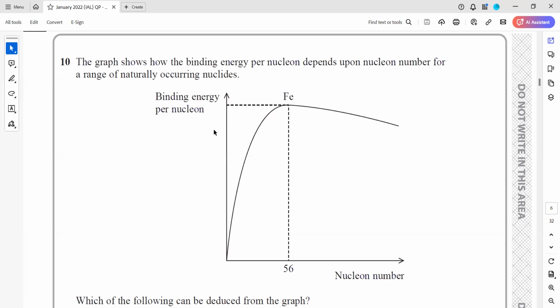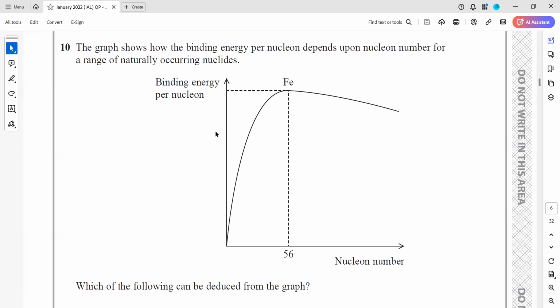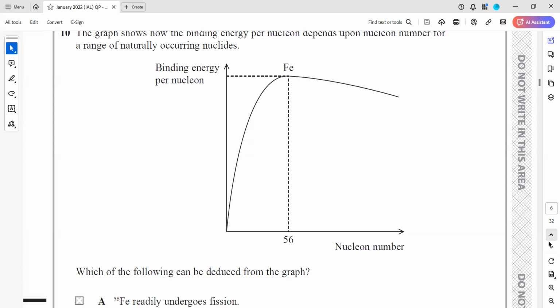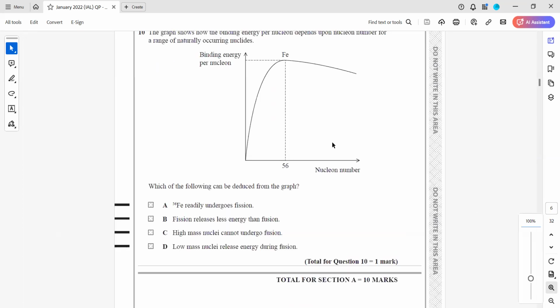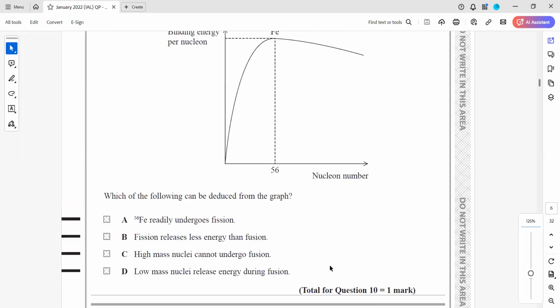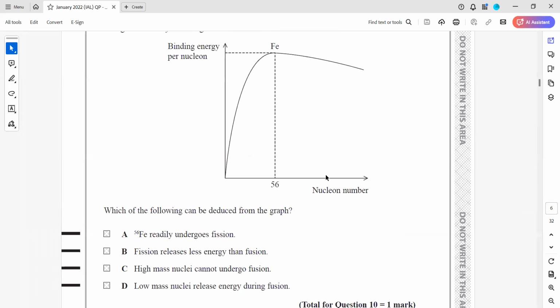The graph shows how the binding energy per nucleon depends on the nucleon number for the range of naturally occurring nuclides. Iron has the highest binding energy per nucleon, or the most stable nuclei. Which of the following can be deduced from the graph? Iron does not undergo fission, and fission releases less energy than fusion.